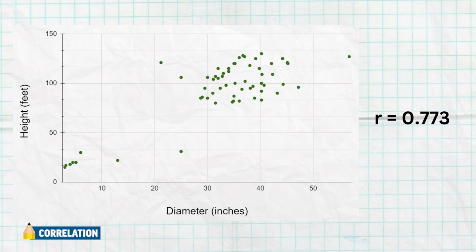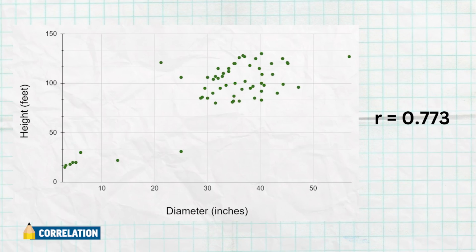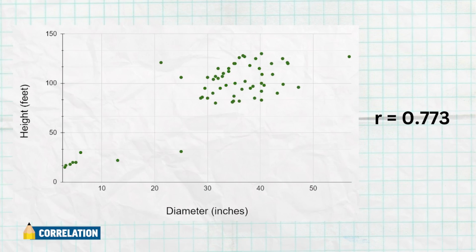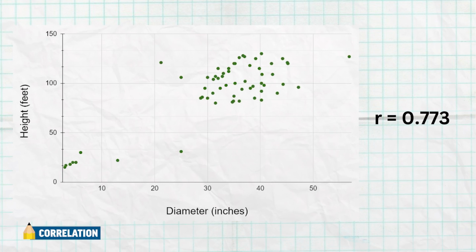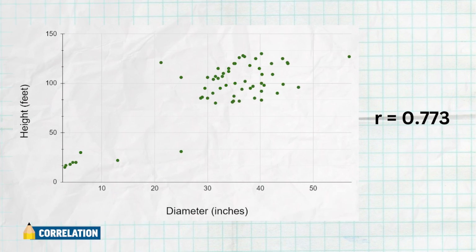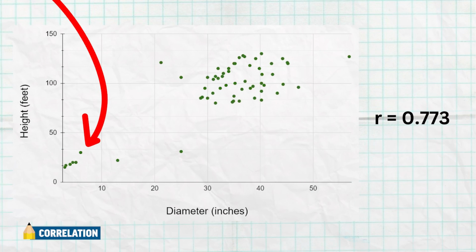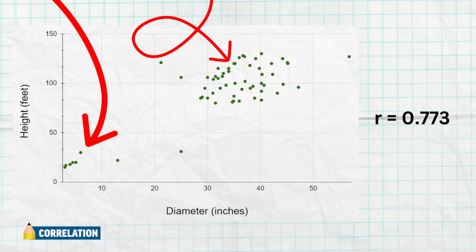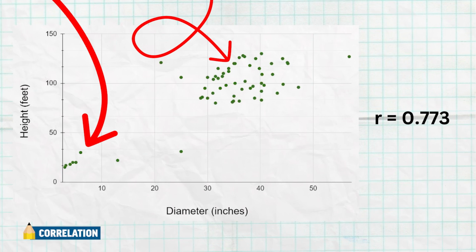Finally, here we're looking at a sample of trees where we're looking at the diameter of each tree measured in inches and the height of each tree measured in feet. Now here we might want to take note that we see kind of two clusters. We see this cluster down here of some smaller trees, and then we see this larger cluster of data up here. But if we're looking at the overall pattern of all the data, it does appear to be positive. The larger the diameter of the tree, the more likely it's going to be a taller tree. That kind of makes sense.